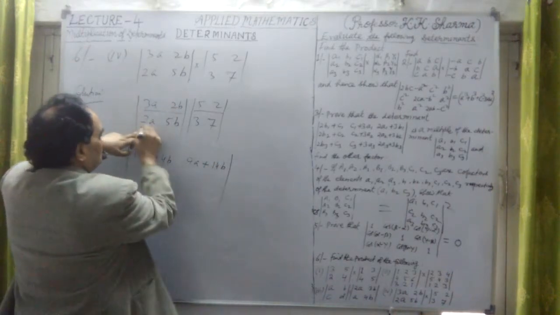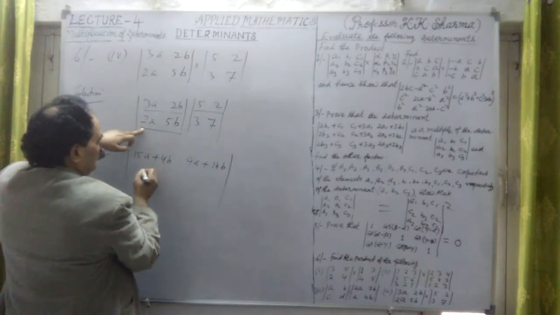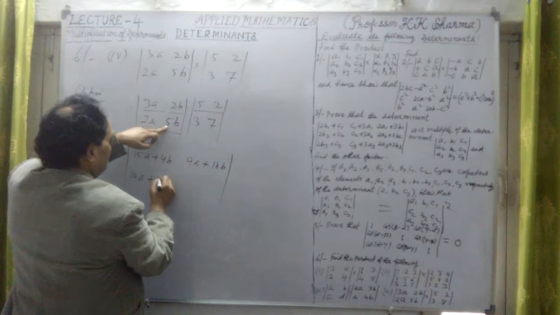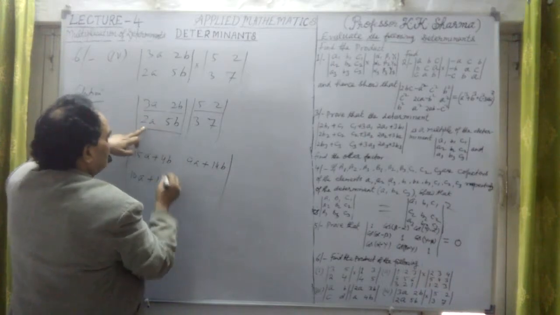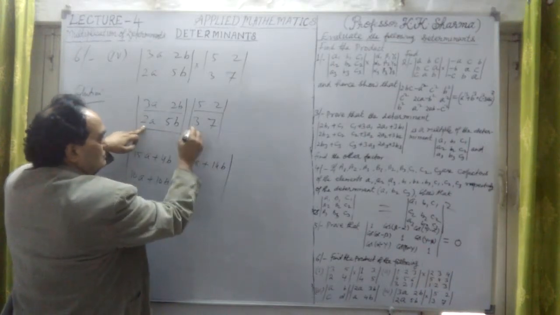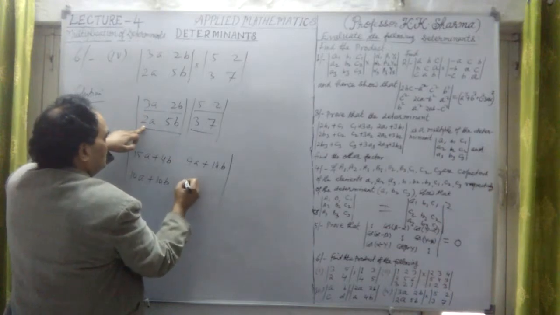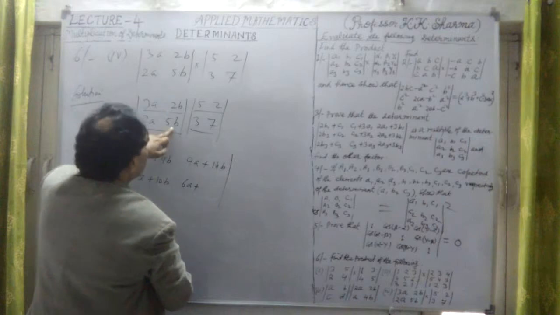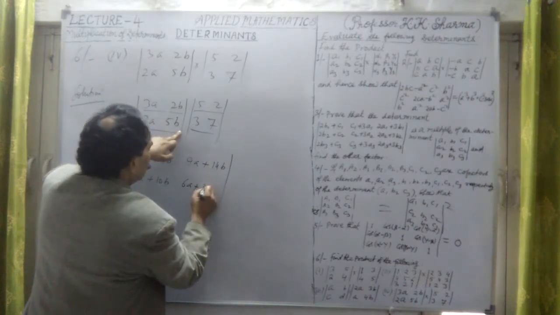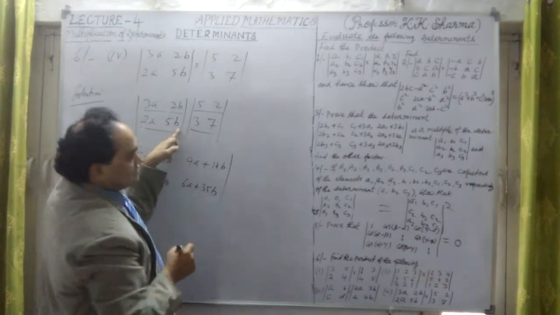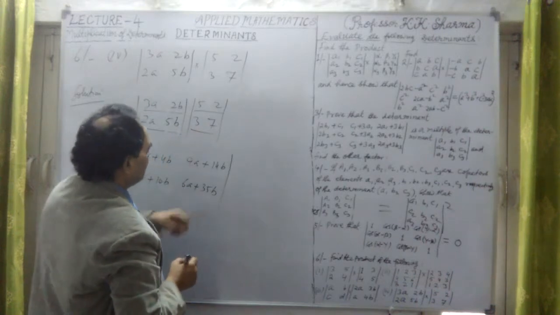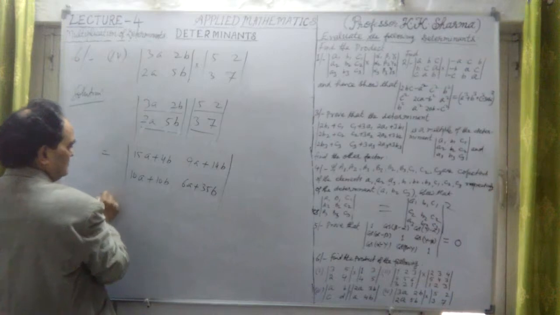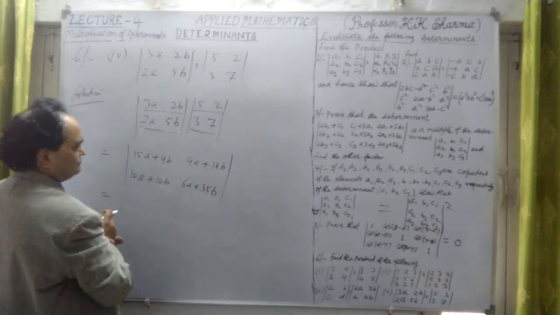Now second row multiplied by first row: 2a into 5 is 10a, 5b into 2 is 10b. Then second row here: twice a into 3 is 6a, plus 5b into 7 is 35b. And this is the final result of this.